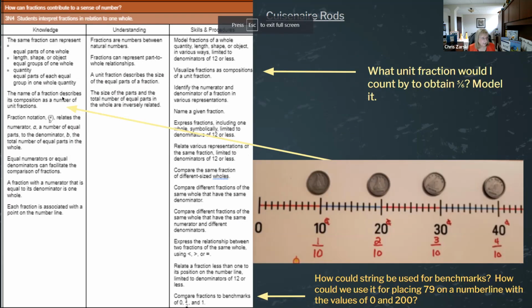We also have over here that the name of a fraction describes the composition as a number of unit fractions. So what that refers to is if I name for you 6/7, and I say to a student, can you tell me how we could get 6/7? Not tell me what unit fraction. I want them to tell me that I could use the unit fraction 1/7 6 times. I could add it, I could skip count by it on a number line, but I had to use 1/7 6 times to get to 6/7. All right, so that's what that line refers to. So we want them to practice using unit fractions to come up with that.